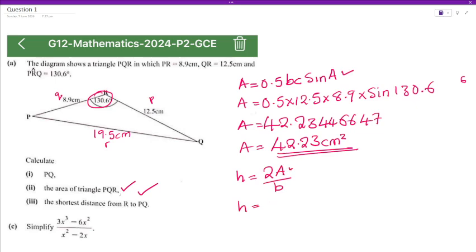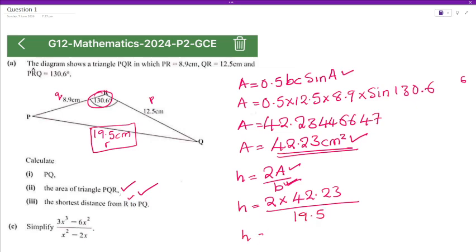Where a here is the area and b is a distance they will mention in the question, which in this case is p. So I'm going to say 2 times what is the area? The area is this one up here, so it's 42.23 over, and then here they're saying find the shortest distance from R to PQ. So where there is b in the formula, we're going to plug in the distance PQ, which is the 19.5 we found. So 19.5.